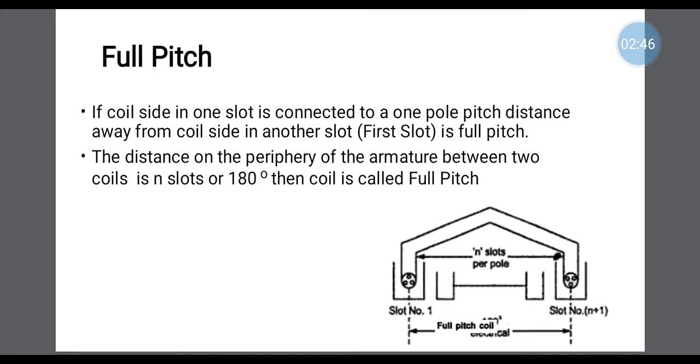So you can see here slot 1 and slot n plus 1. So this n is nothing but the slots per pole. So the conductor is starting at slot 1 and ending at n plus 1. So this we call a full pitch. The electrical angle between the two slots is nothing but 180 degrees.